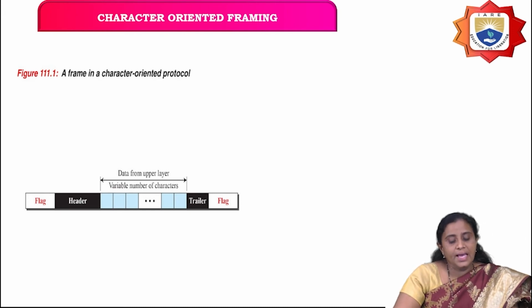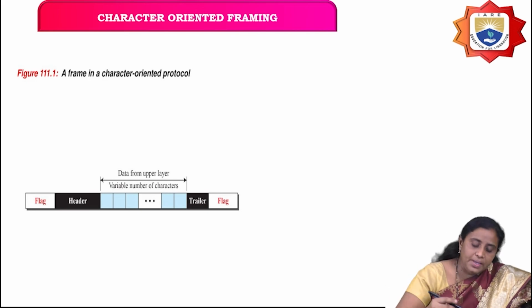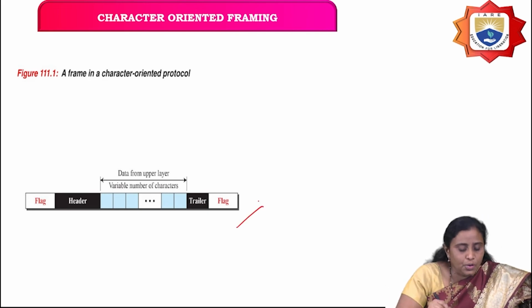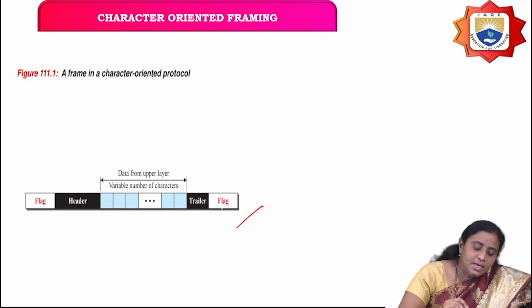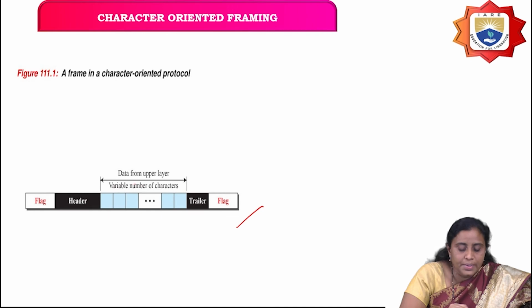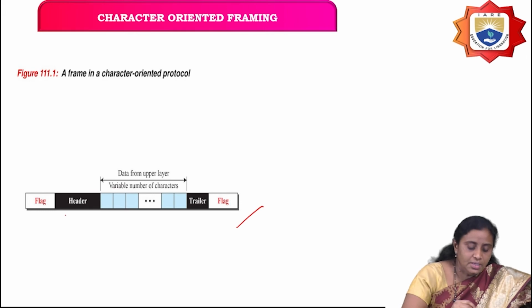How will a frame in a character oriented protocol be defined, by means of the figure given below. Here we have the flag, the second one is the header, and the last one is the trailer, and here we have to identify one flag. Here the upper layer data is about to be transmitted from the upper layer, and we have to identify a variable number of characters here. First flag 1 is there, and after that flag 2 is there.